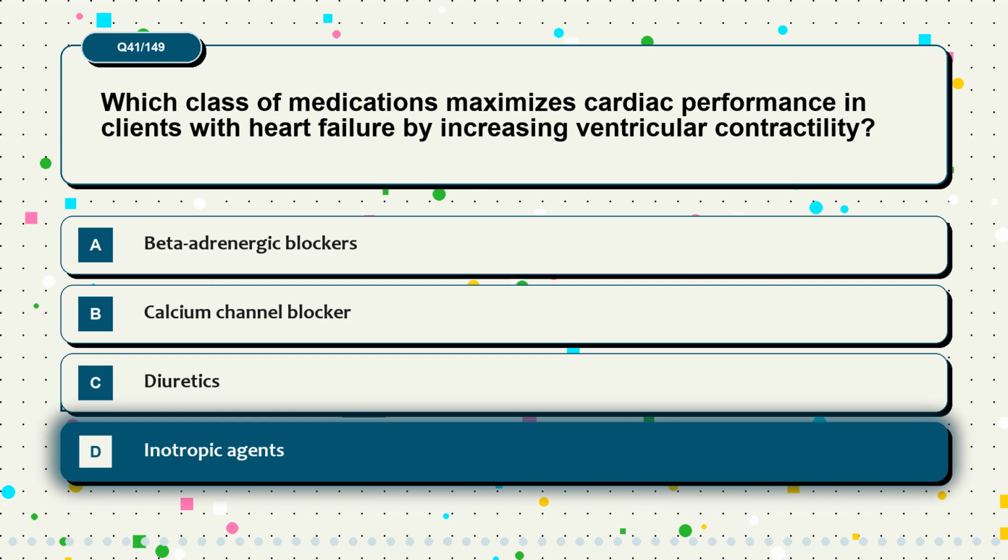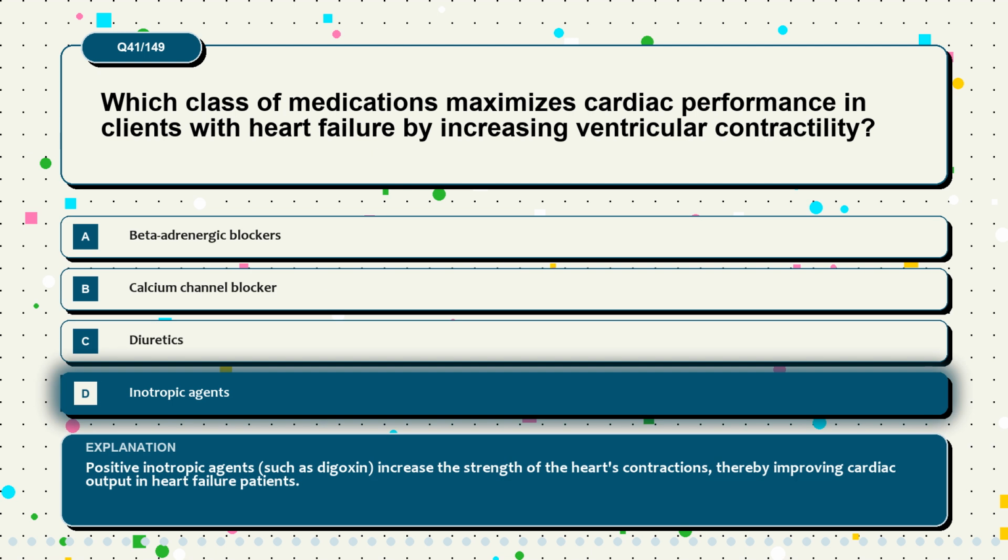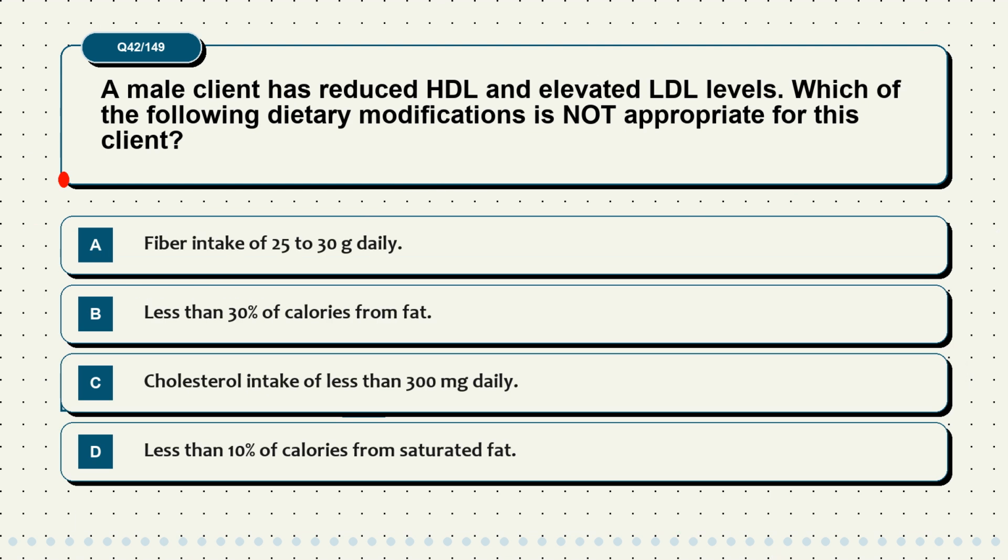The correct answer is option D. Inotropic agents. Positive inotropic agents such as digoxin increase the strength of the heart's contractions, thereby improving cardiac output in heart failure patients. Question 42.